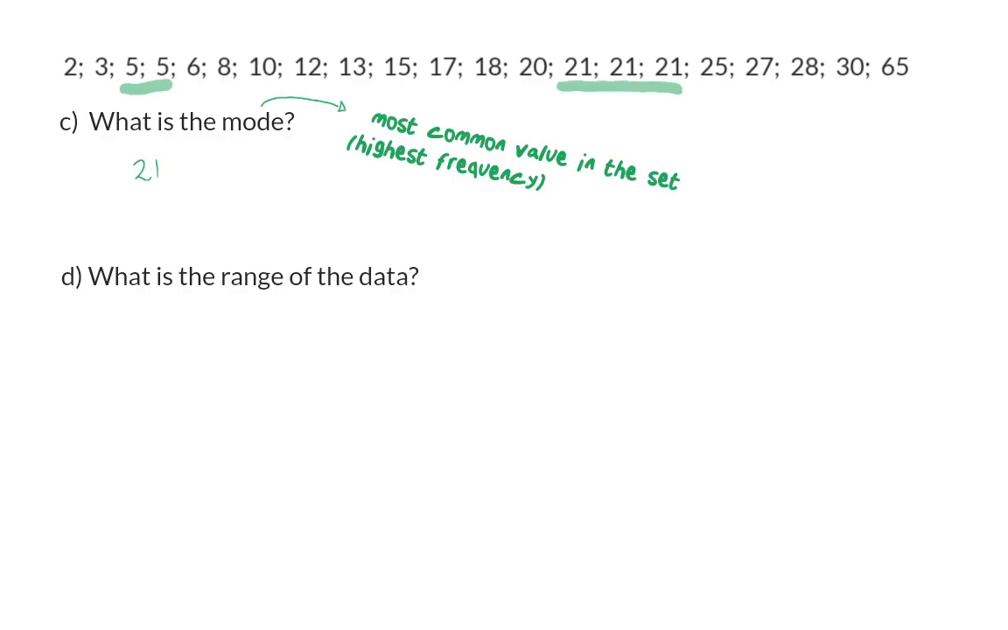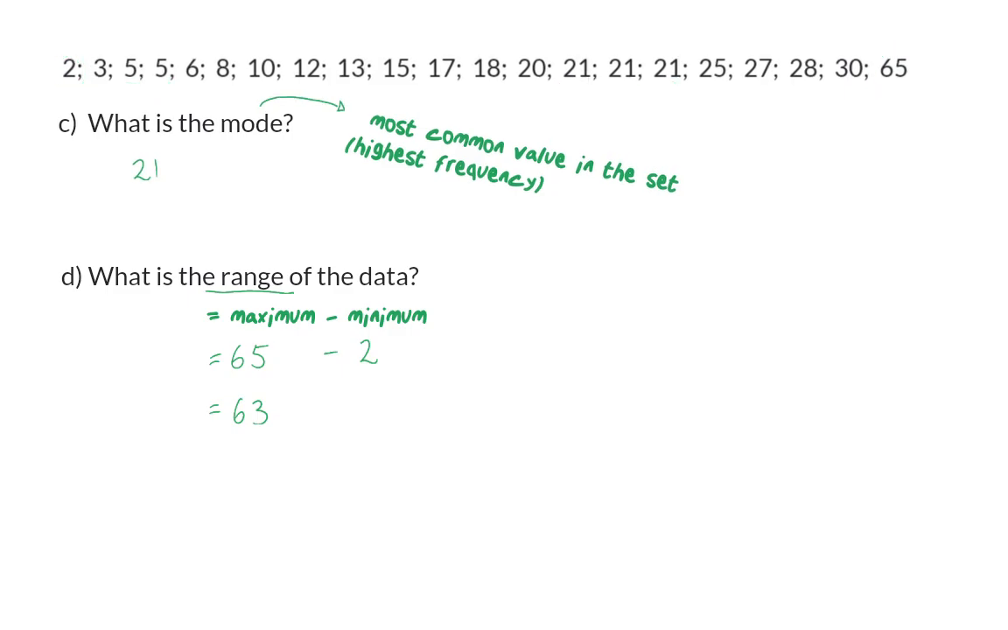Question D. What is the range of the data? The range is the difference between the highest and lowest values, or the maximum minus the minimum. In our example, the maximum value is 65 and the minimum value is 2. That means that the range is 63. This means that the oldest and youngest in the group have an age difference of 63 years.